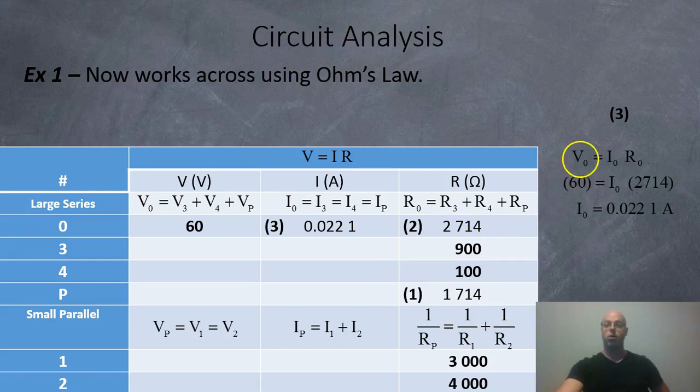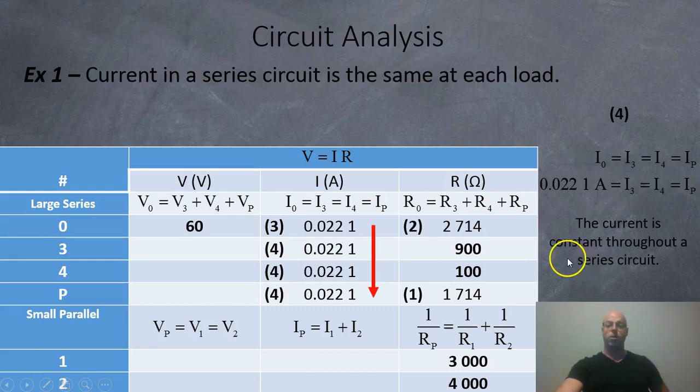Okay, now we're going to use Ohm's law to work across the table. So here's the nice thing about Ohm's law. The table's already set up to look like it. V, I, R, V equals IR. So now we're going to go across. So we've got the 2,714 ohms. We've got the 60 volts. We're going to rearrange the equation, V equals IR, and find the I is 0.0221 amps, or 22.1 milliamps.